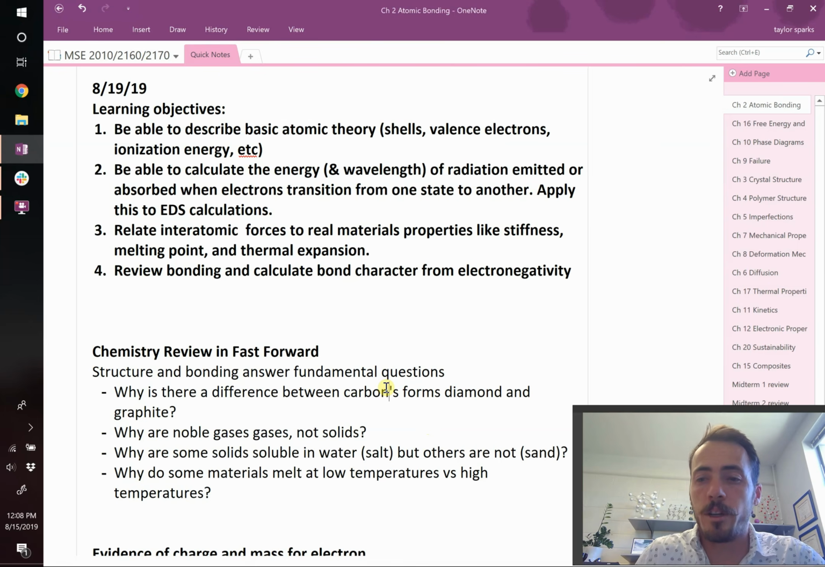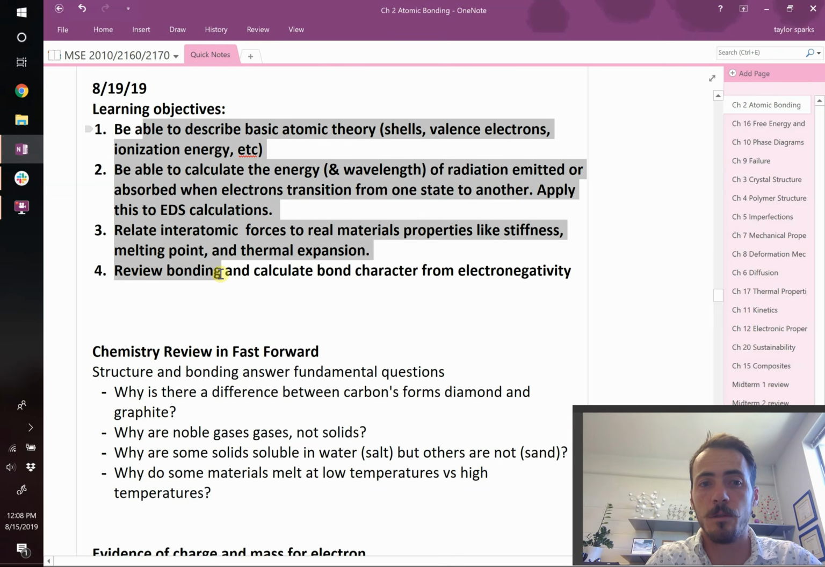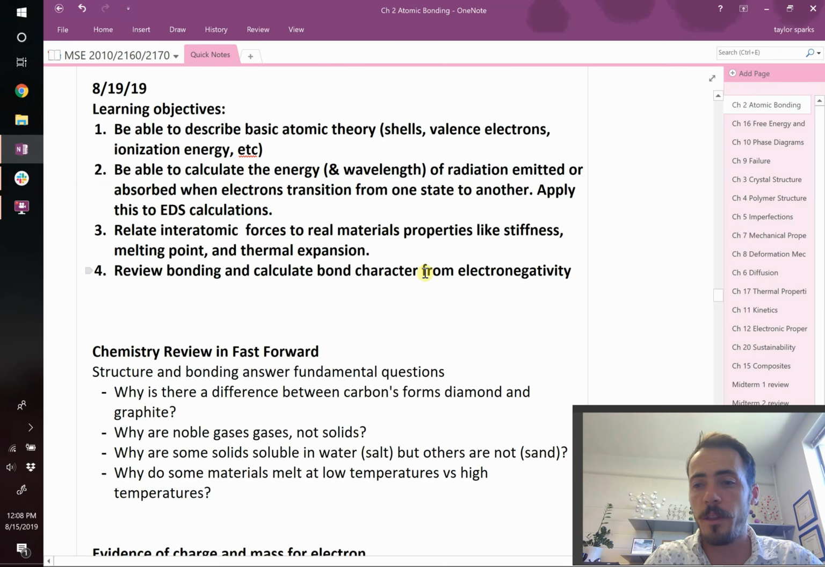Okay, here are our learning objectives. I'll try and start every class with some learning objectives. These are useful because when it comes time for tests, these are things that you should definitely be able to do. And if you don't know how to do those, if you need some help, that's when you want to come and talk to a TA or myself and we can review things.